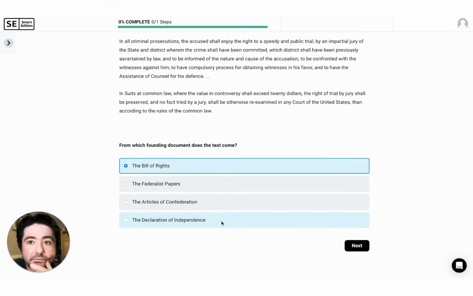Debit card company, credit card company, Internal Revenue Service, Social Security Administration. The correct answer is B, credit card company.